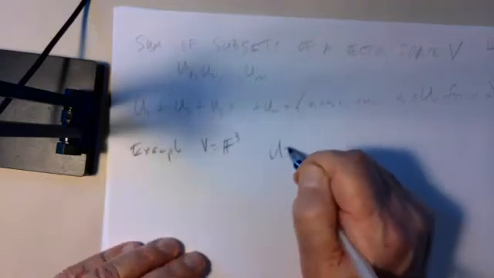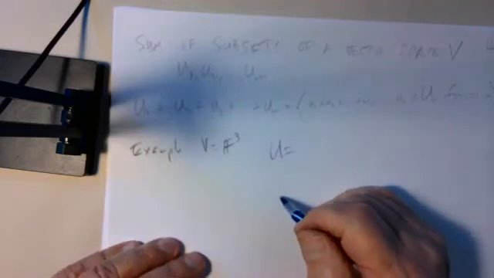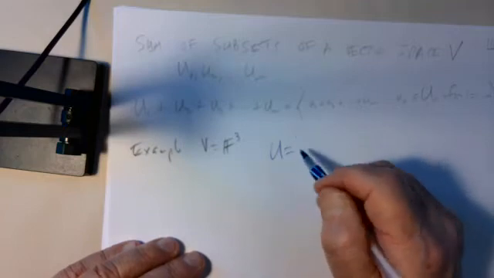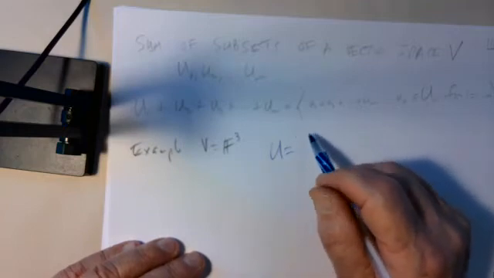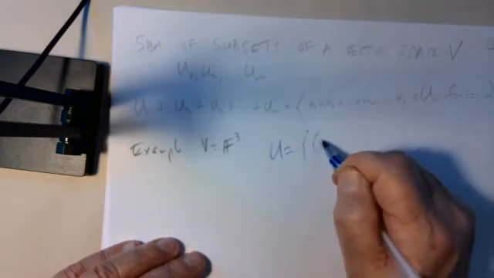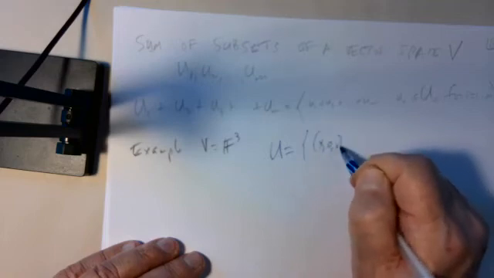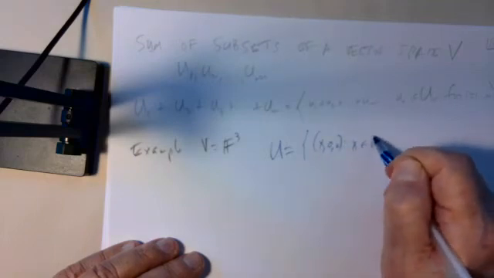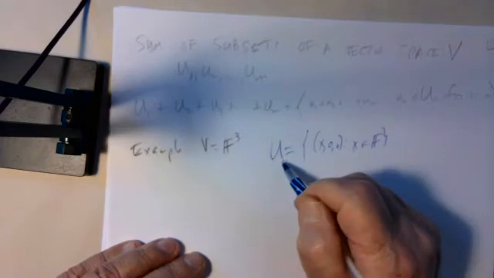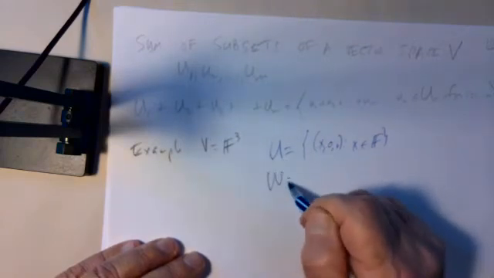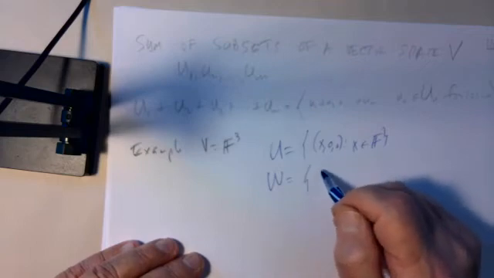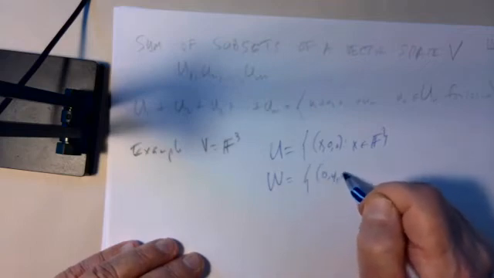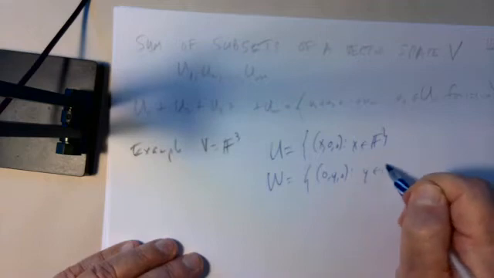And I take U to be the subspace, the equivalent of something like the x-axis, everything in the form (x, 0, 0) for x in F. And I let W be something like the y-axis, everything (0, y, 0) for y in F.